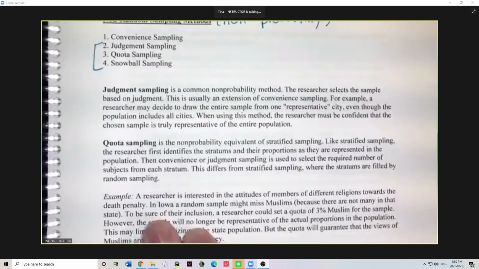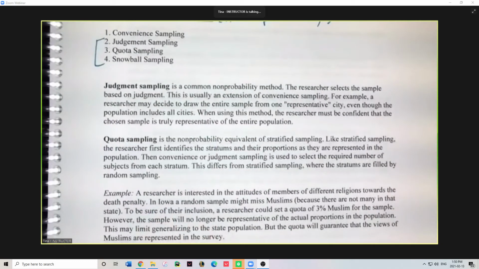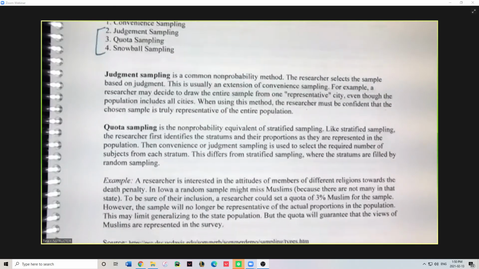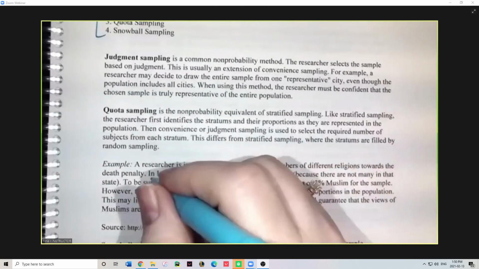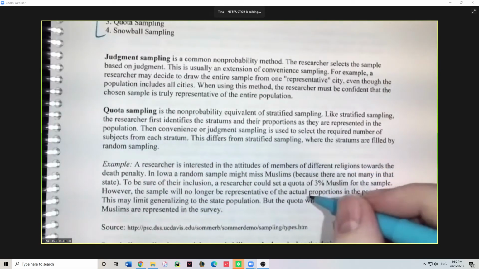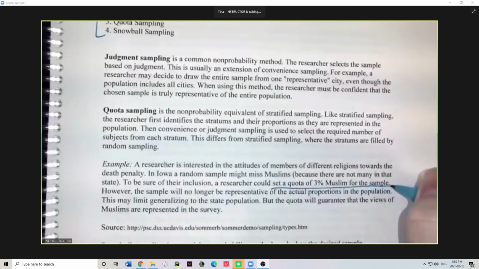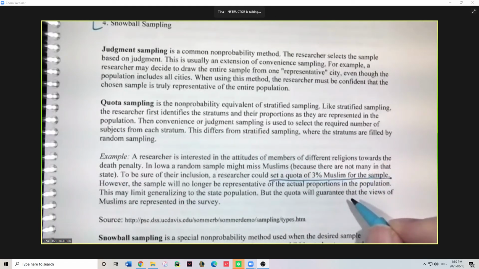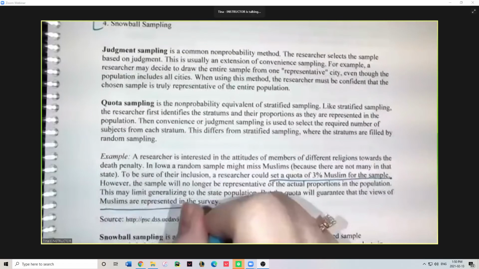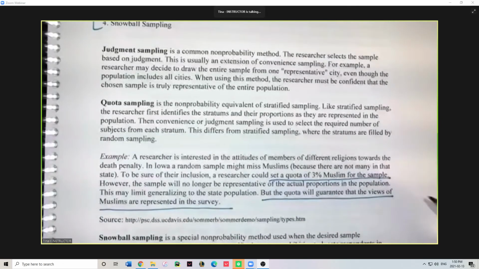Quota sampling is when you need a certain percentage. You have to fulfill a certain quota. So there's an example down here, like if you wanted to set a quota of 3% of the Muslim population to be in your sample, then you would make sure that you got that quota to guarantee that the views of the Muslim population was represented in your survey.